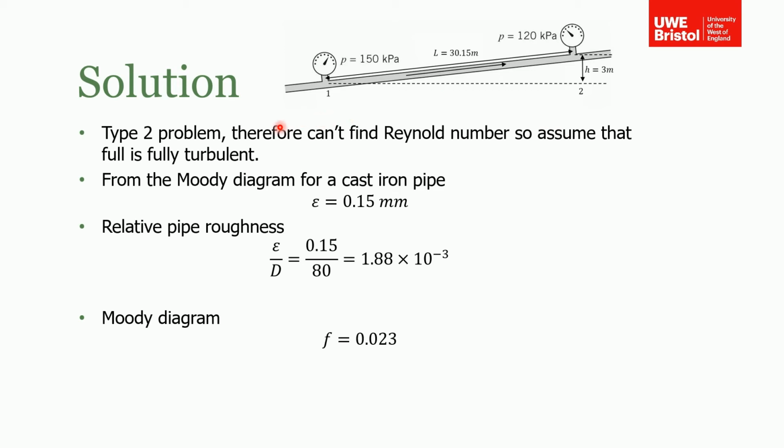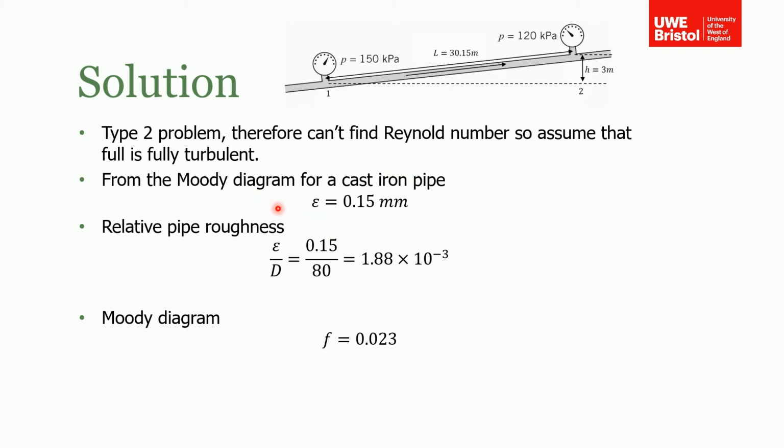Well, if you look back to the lecture, the way that we do this is we assume that the flow is fully turbulent. If you look at the Moody diagram, you'll see that for fully turbulent flow, the friction factor is independent of Reynolds number. It's only dependent on the relative pipe roughness. So we take advantage of that and say that for this type 2 problem, when we don't know what the velocity is and therefore can't work out the Reynolds number, we assume that it's fully turbulent, and it's a way we can get around that. And then we just need to iterate to our solution.